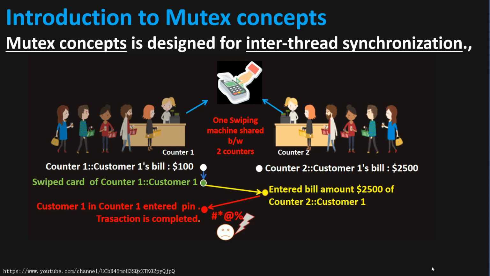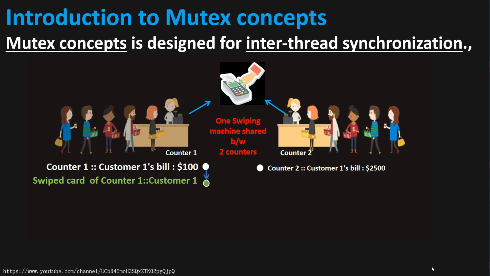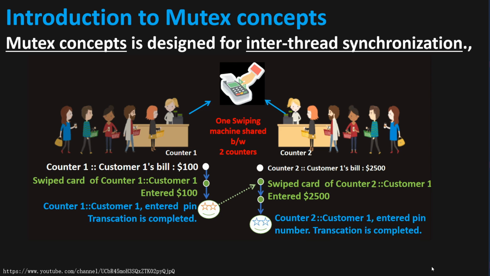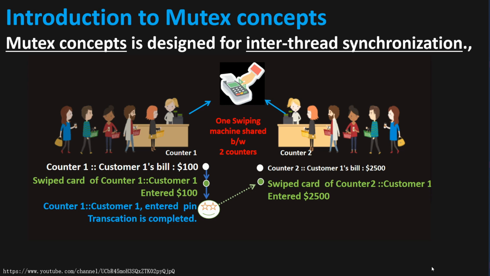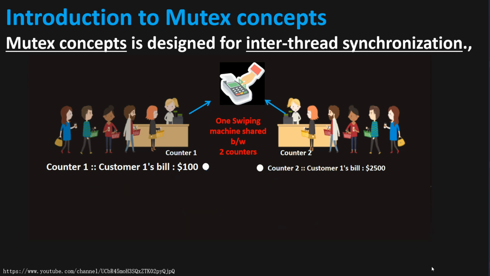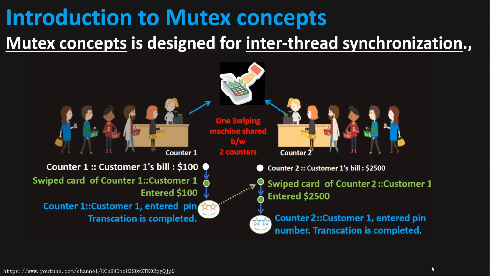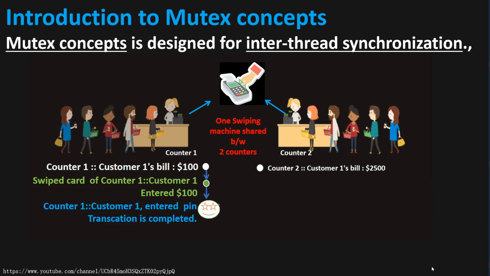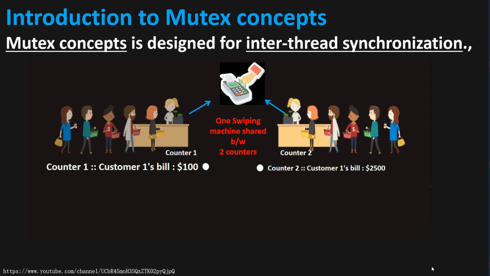Now let's revisit the scenario with synchronization applied. Here, as shown in the video, until the operation is completed, the swiping machine is owned by the counter 1 employee. After completely performing the bill payment, the counter 1 employee gives the swiping machine to the counter 2 employee. That is, when the machine is being used in counter 1, the counter 2 payment is on waiting or on hold. Thus, there is no issue in payments.